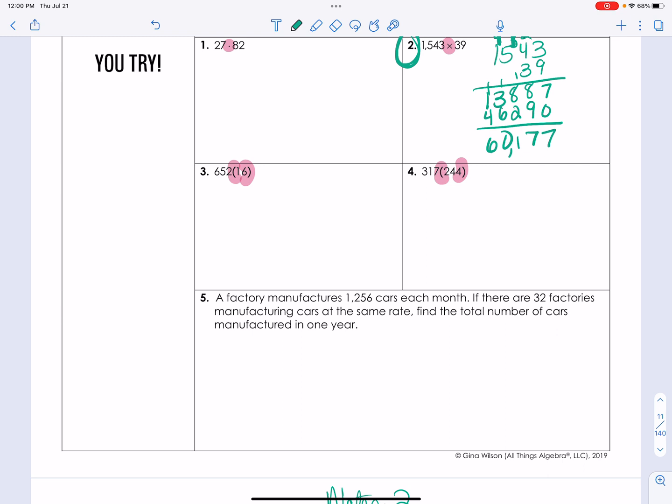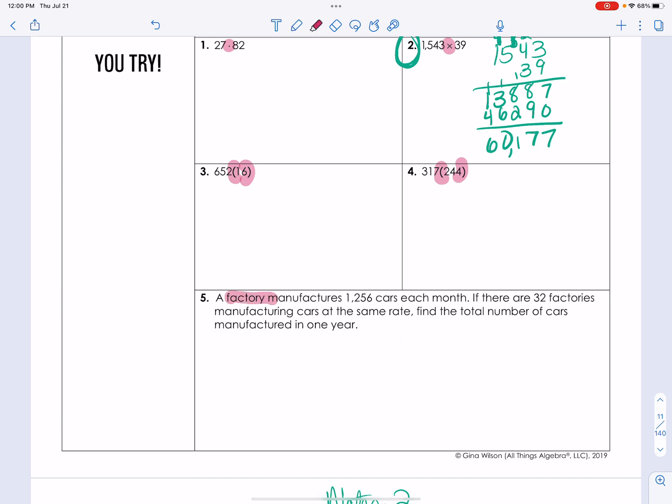We are going to start working a lot on word problems because where are you going to use this math in the real world? It says a manufacturer can make 1,256 cars each month. There are 32 factories all manufacturing at the same rate. Find the total number of cars that can be manufactured in 1 year. This is kind of a tricky question.